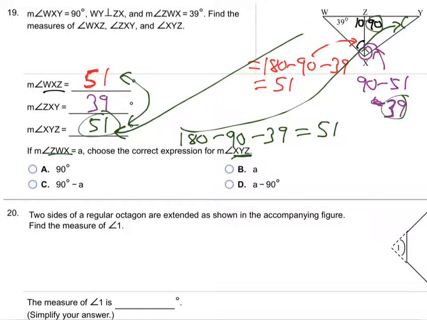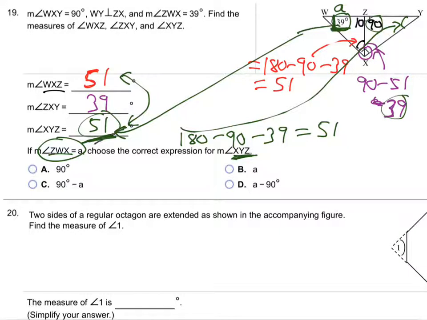Okay, follow this logic. In the problem we just did, they're saying if you called angle ZWX, which is this one right here, the 39, if you called it by the name A, it's just given a new name, instead of 39 degrees, it's A. What would XYZ be? Well, what did XYZ come out to be? 51 when that started at 39.